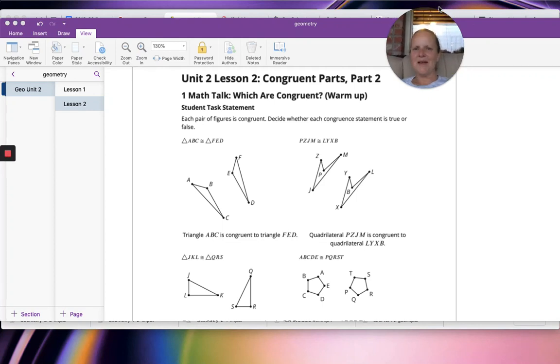Hey Geometry, we are in Unit 2, Lesson 2. We're still talking about congruent parts.